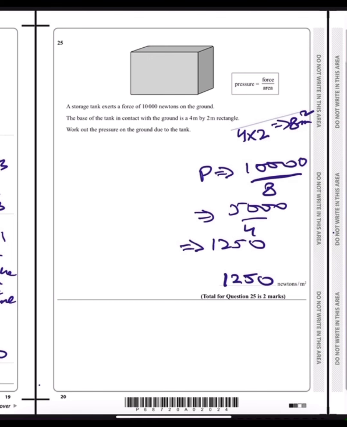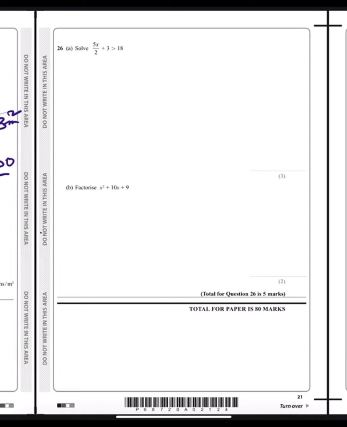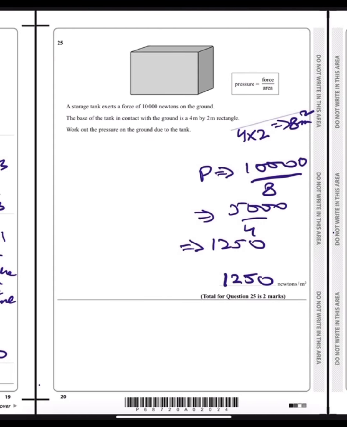That's your answer, and that's how you will earn the full 2 marks. The second mark is basically for substituting, and the first mark is basically for finding out the area and writing the numbers, like substituting the values, P is equals to 10,000 over 8.